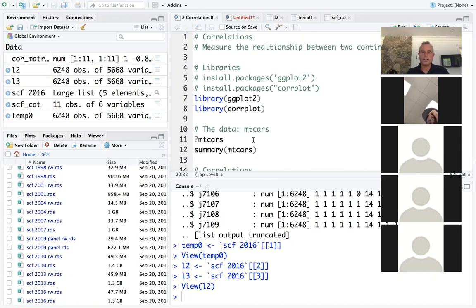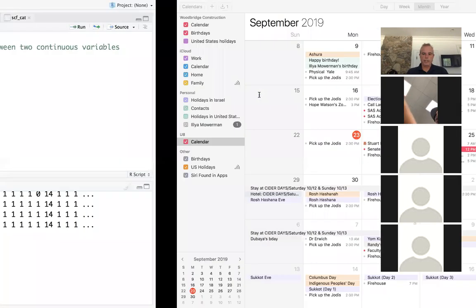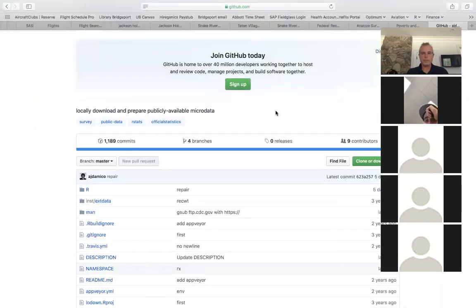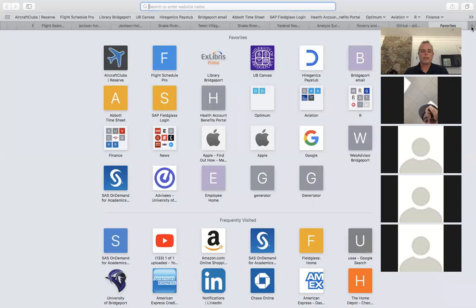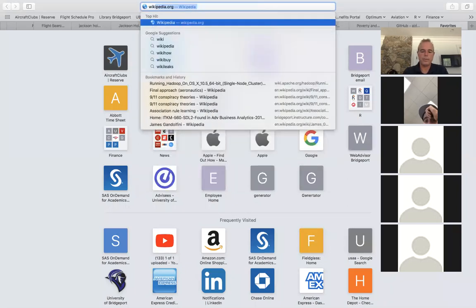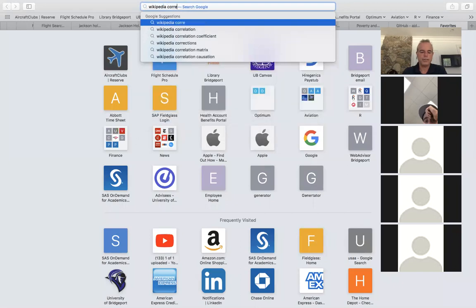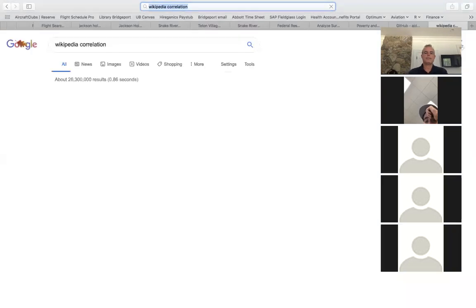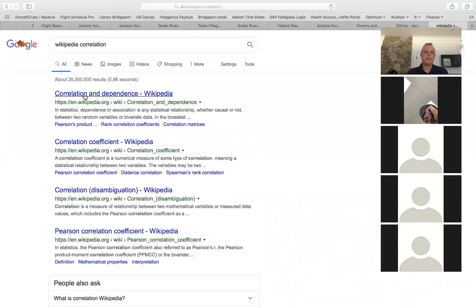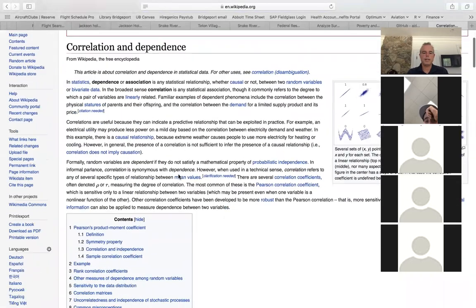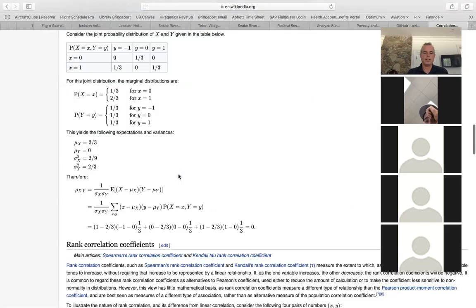So to start out in R, let's just figure out what a correlation is. Because I'm a little bit behind here, I am going to go on to our trusted source of Wikipedia, and I'm going to do correlation. There are better sources to understand these things in statistics. But in the end, this is actually going to give us a good idea.